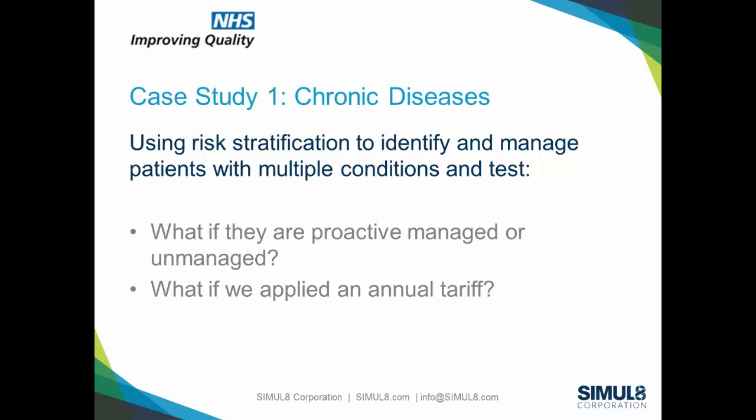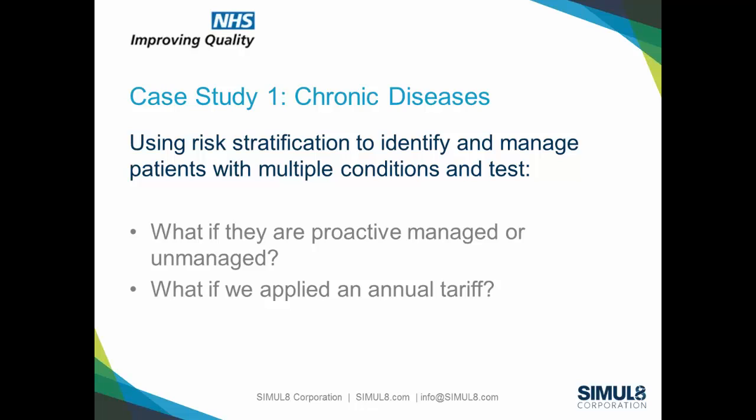So the first case study that I want to talk about is about chronic disease or long-term conditions. This is a piece of work that we've been doing with NHS Improving Quality, NHS IQ, nationally in England, and I'm delighted that they've allowed me to talk about it today. Now, this has been a national project called the Year of Care for Long-Term Conditions, and what it's been trying to do is to look at people with long-term conditions as a cohort and understand how they use services and what happens if you were able to identify them and proactively manage them.